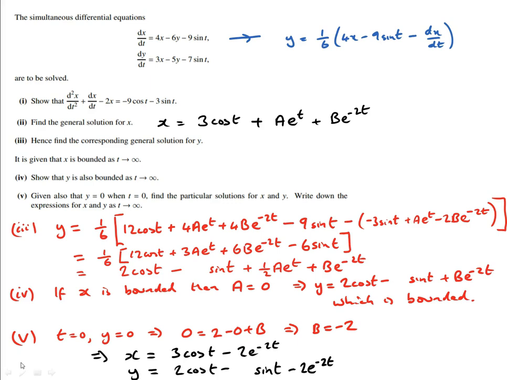As t tends to infinity, e to the minus 2t gets smaller and smaller. So as t tends to infinity, x gets closer and closer to 3 cos t, and y gets closer and closer to 2 cos t minus sin t.